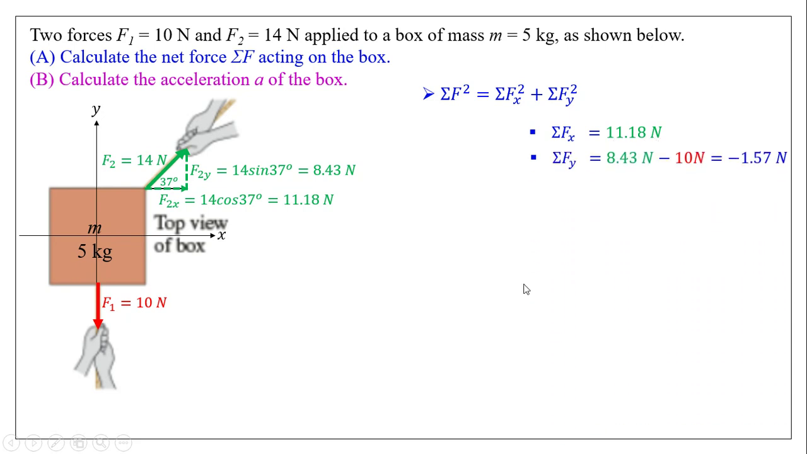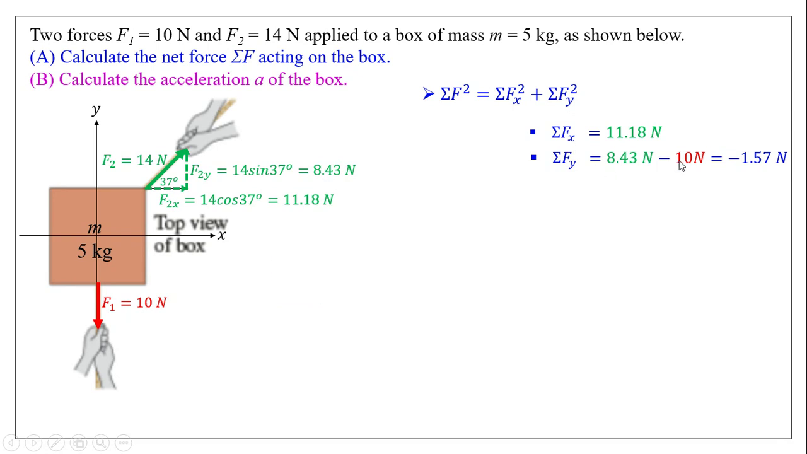However, the net force in the y direction is a little more work. As you notice here, F1 is pointing straight down the y-axis, which is in the negative direction. However, the component F2y here is pointing upward. Well, you have an arrow pointing upward and an arrow pointing downward. So in order to find the net force in the y direction, I will go ahead and write my positive values first. This is 8.43 because it's pulling right and up. So F2y is up, which makes it positive.